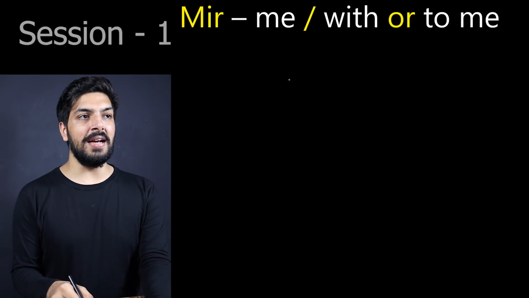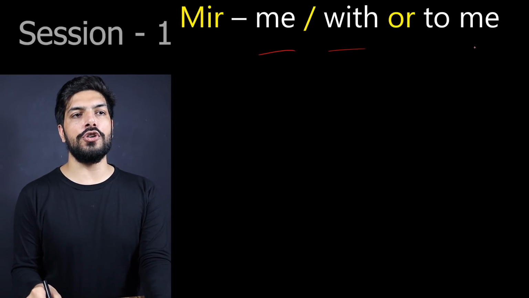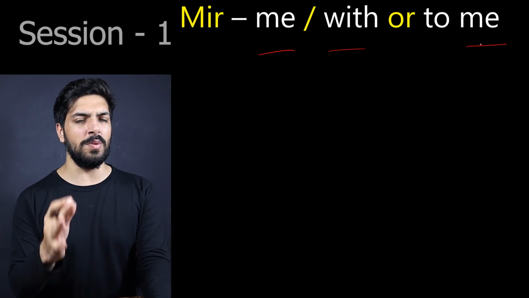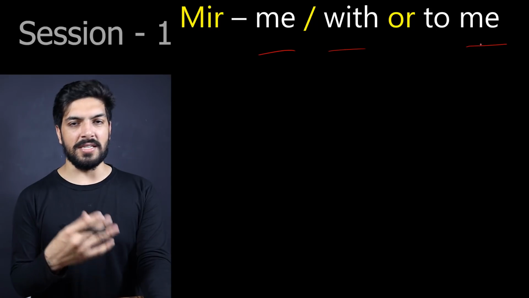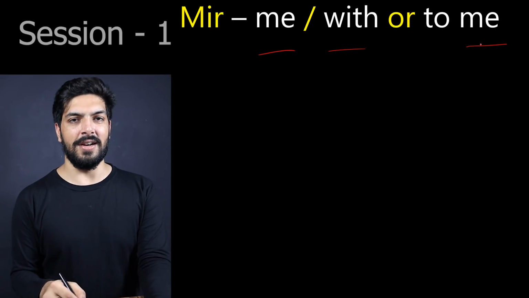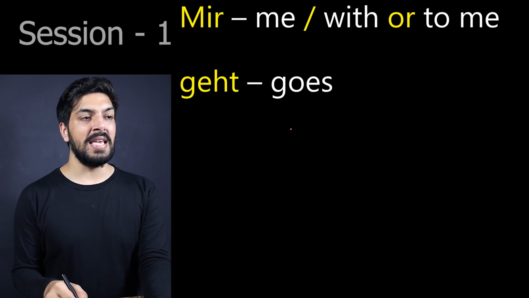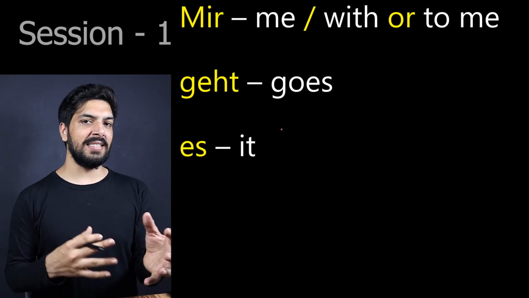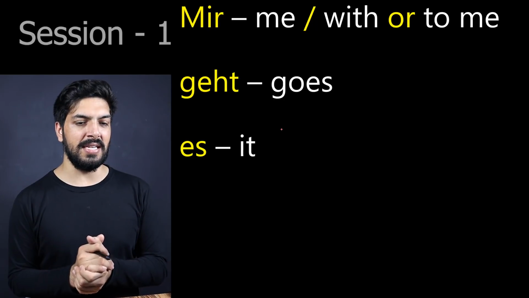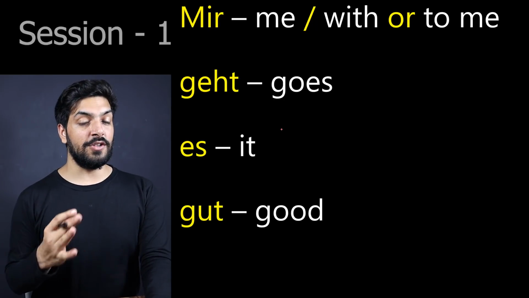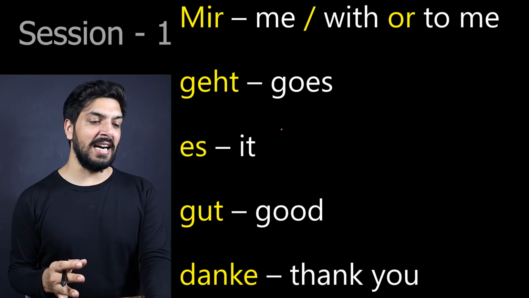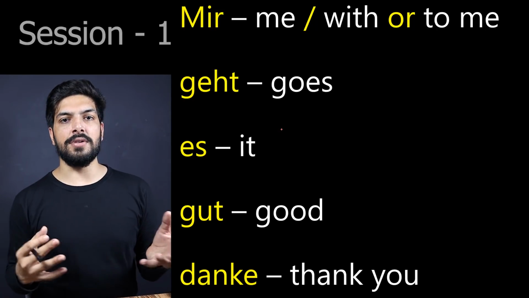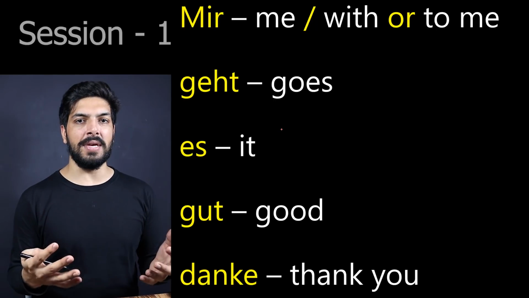So here mir means me or with or to me. So generally it's me. There are many types of I and me in German. We'll see it later in the personal pronoun classes. But here for understanding, mir is me. Geht is goes. Again, the same one which we have seen. Es is it. I think by now you will remember this. Gut is good. Right? And finally, danke is thank you. So me goes it good, thank you. In a way, we are saying it's fine with me, thank you.